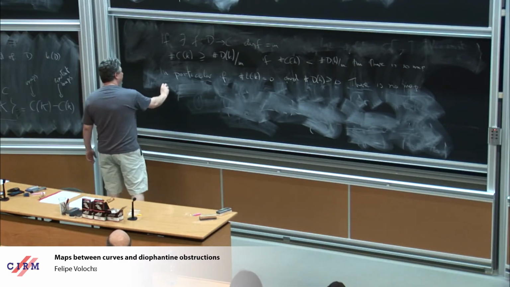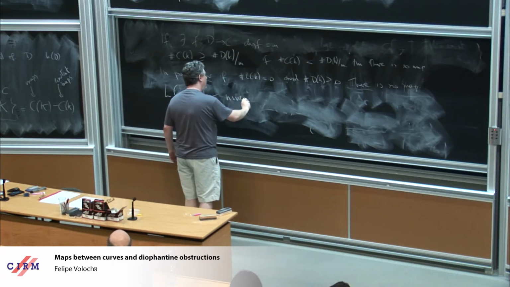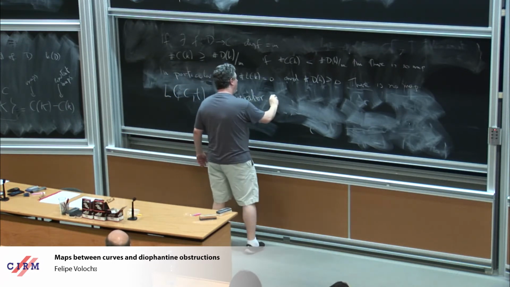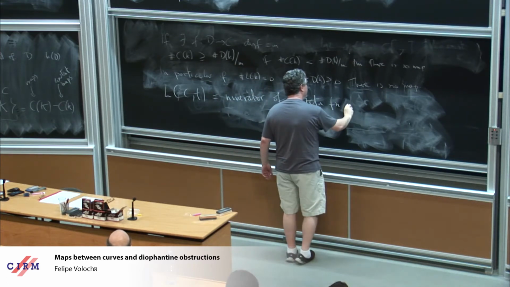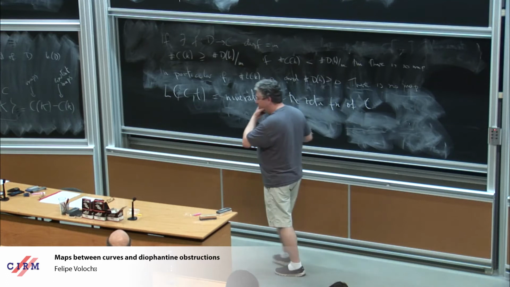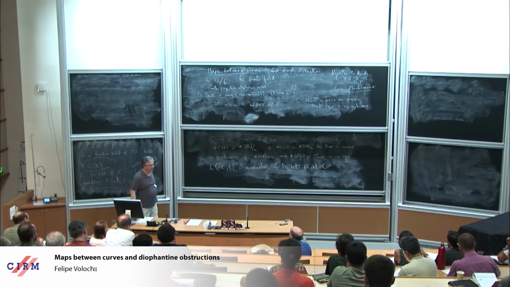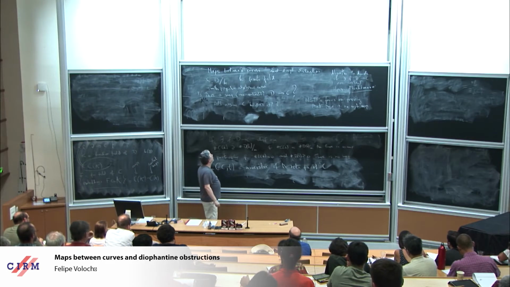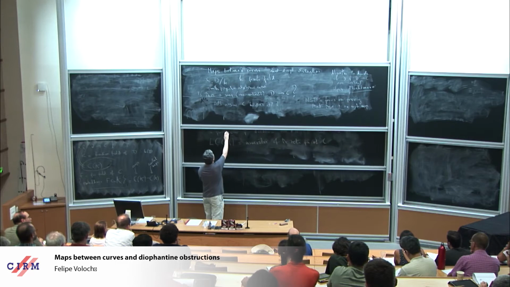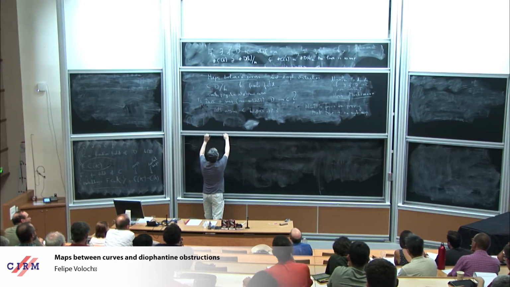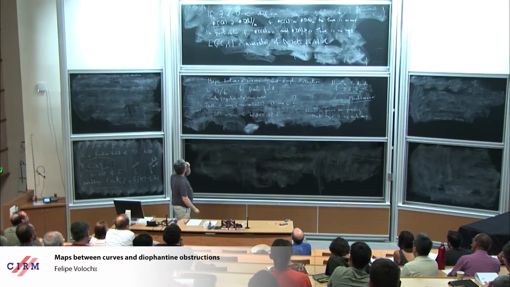So let me define L_C(t) as the numerator of the zeta function. You can also take the characteristic polynomial of Frobenius on H1, or whatever. Okay, so we use that notation. Does that work? I guess it works. Okay.